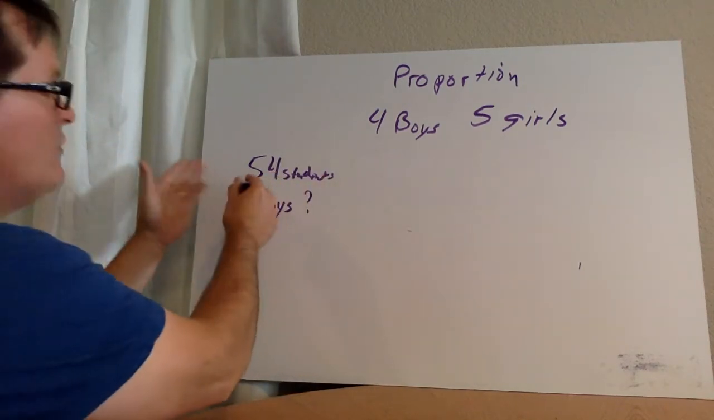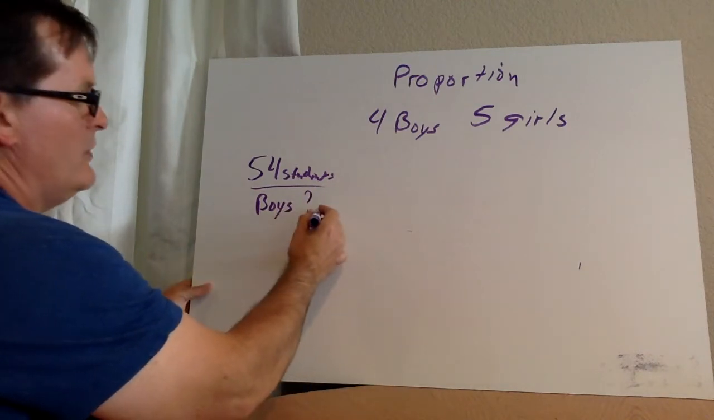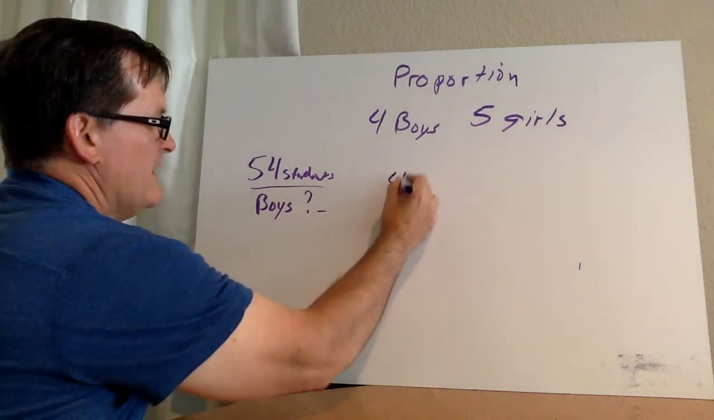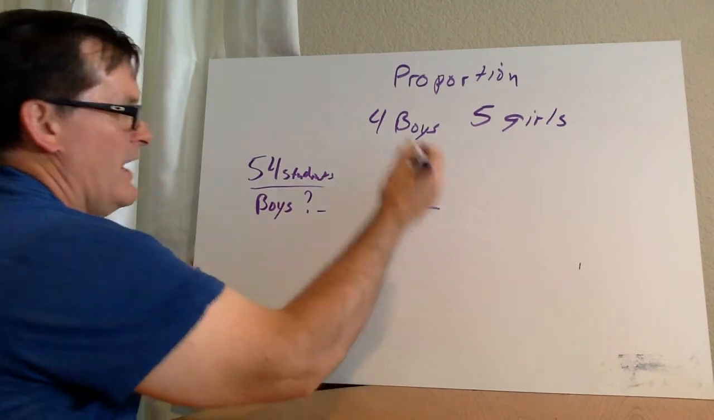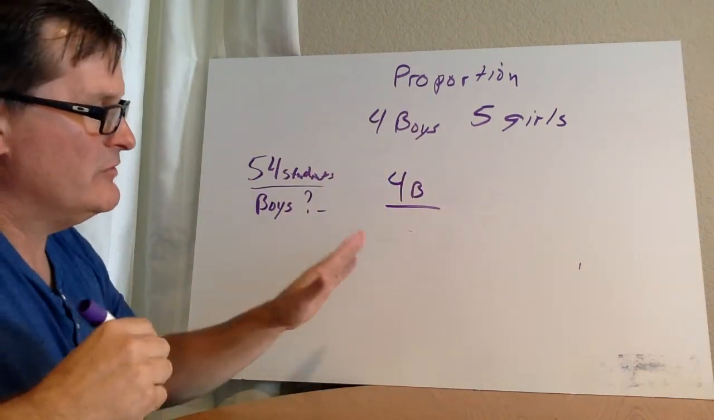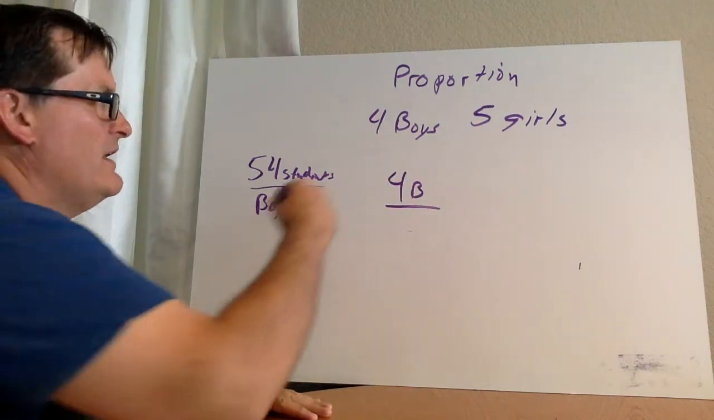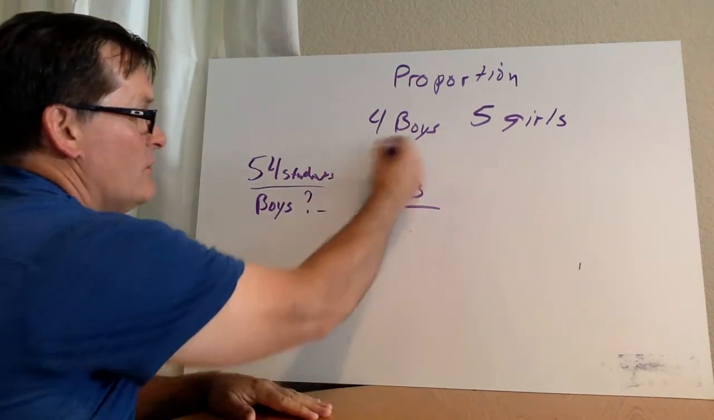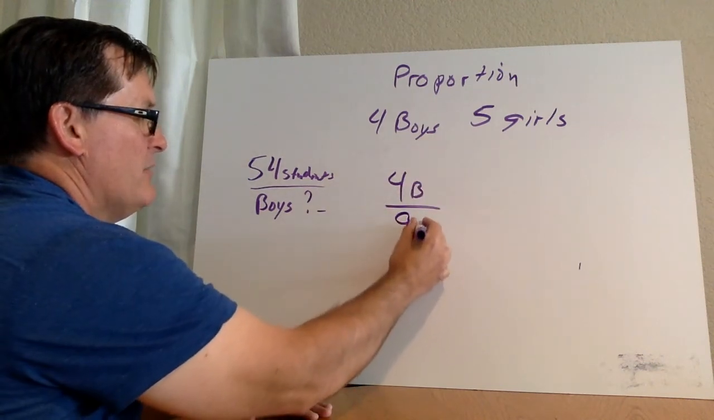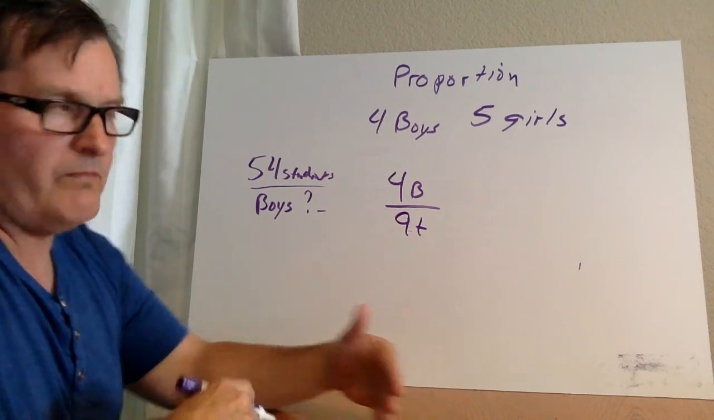So now we have a total. Here we don't have a total, but we could set it up as a total. We know we're going to find boys, so we need that part, 4 boys. I could put it on top or bottom. It doesn't matter. I just have to remember where I put it for when I set up the equivalent fraction or for the proportion on the other side. But now I need a total. So the total students in my little comparison is 9. I'm going to write a T there to remind me that's my total.